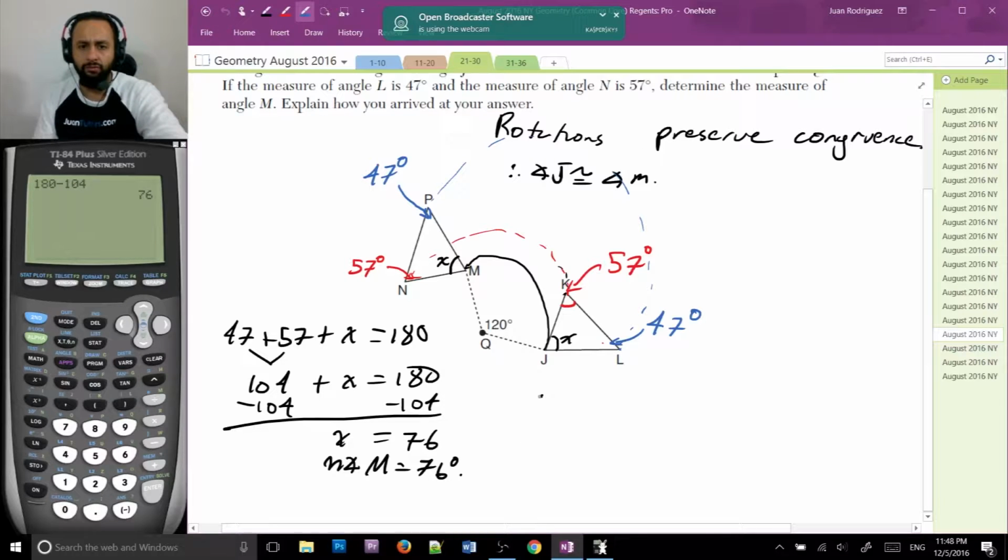Let's see, I'm going to write this in blue. Rotations preserve congruence.